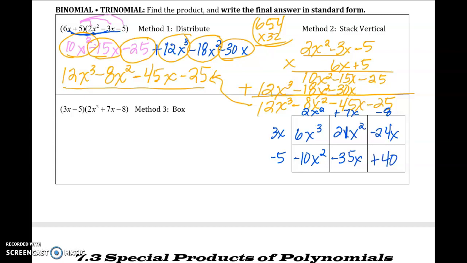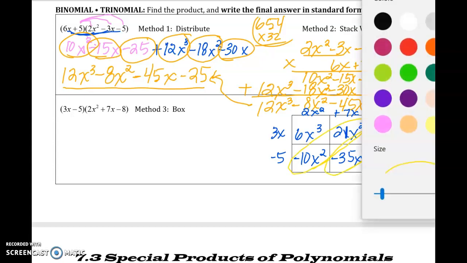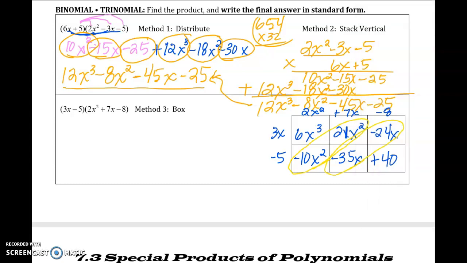Okay, so just like we did last time, now we're going to pick up our like terms, and again, generally those will be on the diagonal. So you can see them there, and you can see them there. So we're going to pick those up, and we're just going to put them together. So always, again, start with your largest exponent. So we have 6x cubed. 21x squared minus 10x squared is negative 11x squared. Negative 24x minus 35x, we add and keep those.